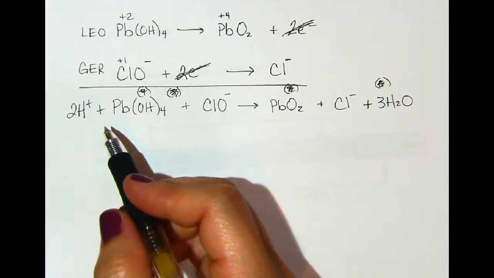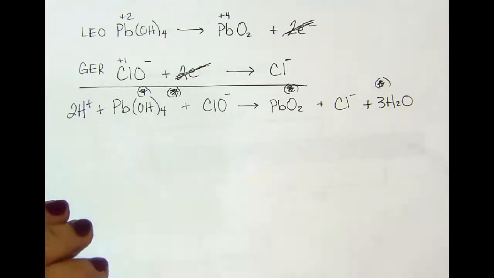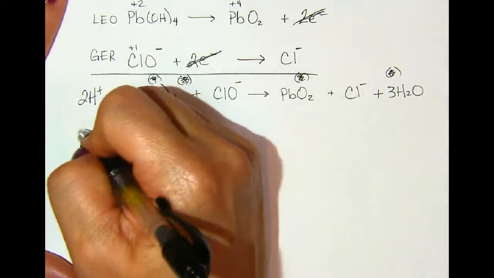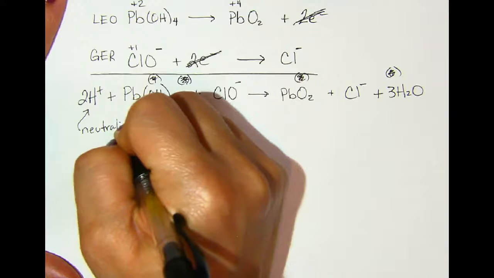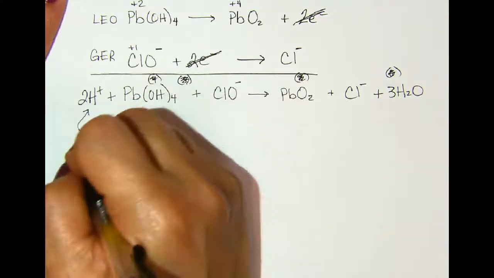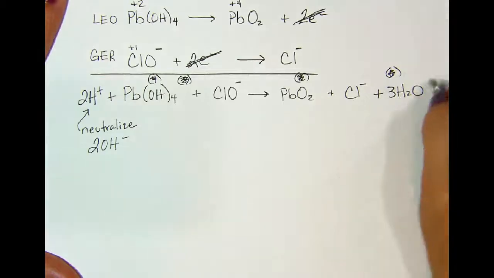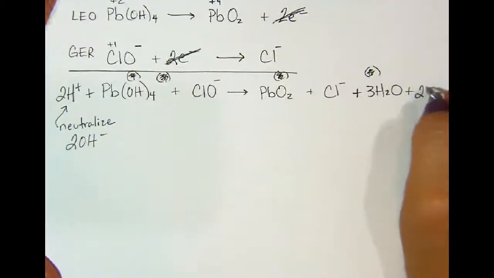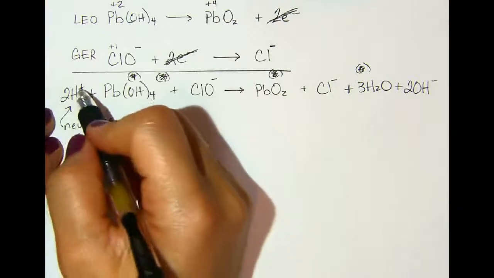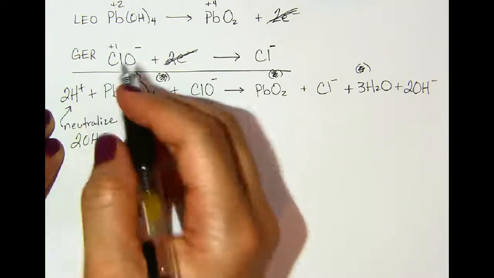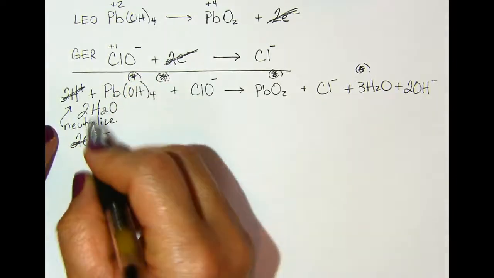However, the question asked us to balance in a basic solution. And so to do that, we're going to now add hydroxides. The point of adding the hydroxides is to neutralize the amount of hydrogens present. So because we have 2 hydrogens, we're going to add 2 hydroxides to the left side, but we also have to add 2 hydroxides to the right side as well. So when I put these hydrogens and hydroxides together, they're going to equal 2 waters on the left-hand side.